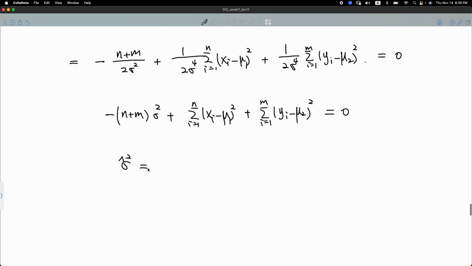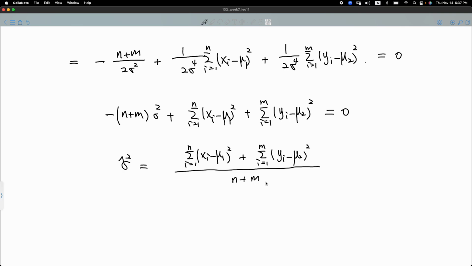hat is equal to the sum of xi minus mu1 squared plus the sum from i of yi minus mu2 squared, divided by n plus m. Okay, so that is your maximum likelihood estimator for the joint case.